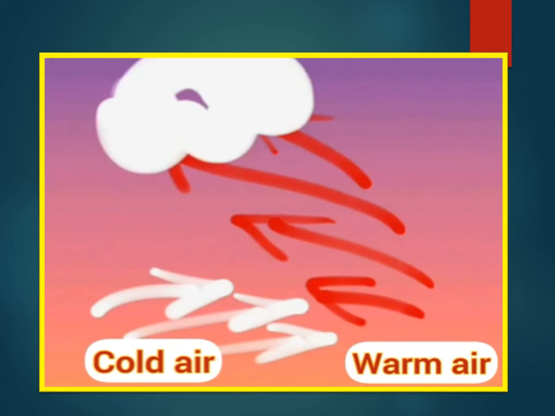So you see children, warm air rises, goes up, cools and condenses, forms clouds, and then precipitates as rain, and then rain is accompanied by thunder and lightning. This kind of a rainfall is called cyclonic rainfall, where cold air and warm air meet. Cold air being dense sinks down, warm air rises up, cools and condenses, and precipitates as rainfall with thunder and lightning. It is called cyclonic rainfall.